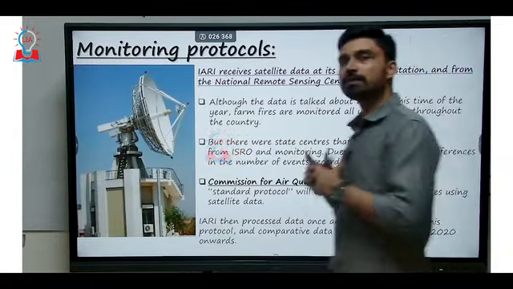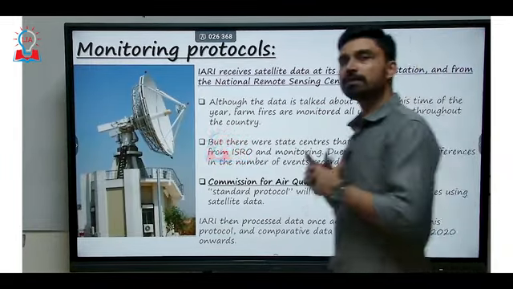There were other state centers also that were taking data from ISRO and monitoring as well. Due to this, earlier there were a lot of differences in the number of events recorded. So to make sure that this does not happen again, the Commission for Air Quality Management has said that a standard protocol will be used to monitor farm fires using the satellite data. And thus IARI processed the data once again from 2020 using this protocol, and comparative data is now available from 2020 onwards as well.